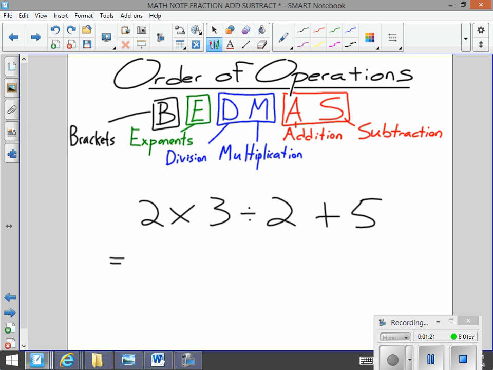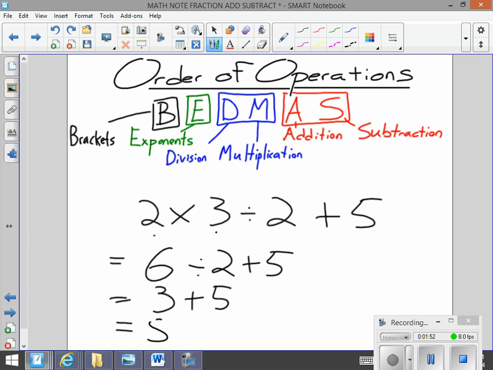So in this case, the one on the left is first, it's multiplication. So that's what we're going to do first. 2 times 3, alright, so that would be 6, divided by 2 plus 5. Okay, so don't get tricked by that. It's the same with addition and subtraction. If you have to decide between the two, just do the one on the left. Okay? So anyway, going on now, we know it's division. That goes next. That would be 6 divided by 2 is 3, plus 5. That is 8.